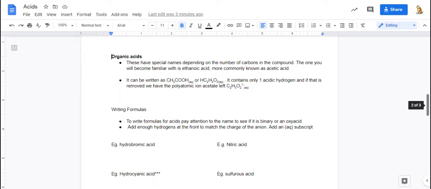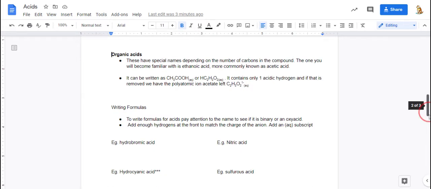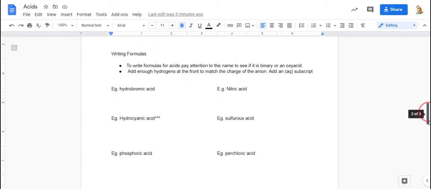All right, writing formulas for acids. This is a little more straightforward. To write the formulas for acids, you have to pay attention to the name to see if it's binary or an oxyacid. Add enough hydrogens at the front to match the charge on the anion, and then follow up with an AQ subscript.